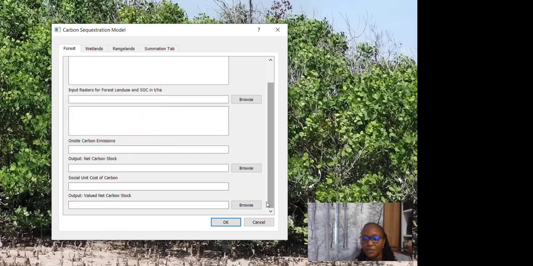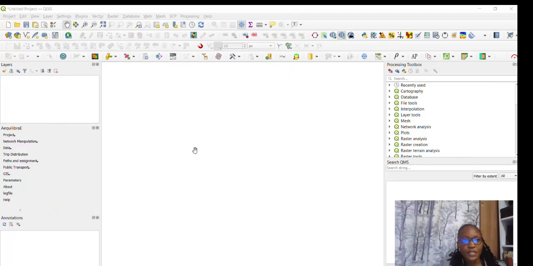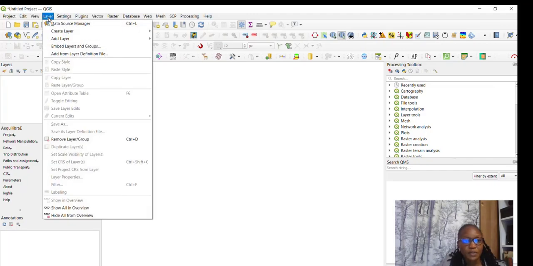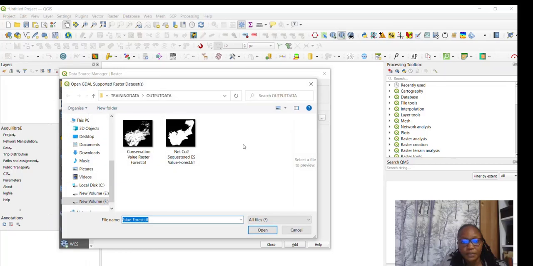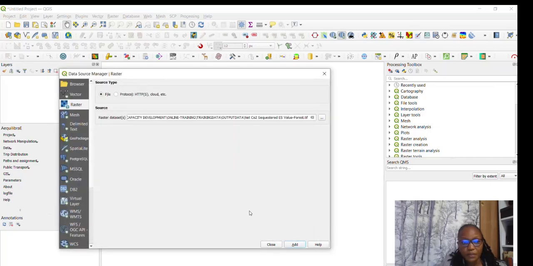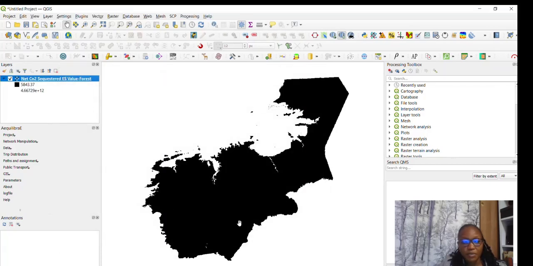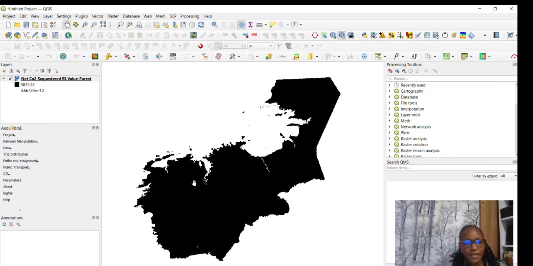So we move now to QGIS to visualize our product and see what we have. So we now visualize our carbon sequestration model. We go to layer, add layer. We go to the folder where we directed the output to be stored. We open. And there we have our carbon sequestration raster layer. You can see the values there.